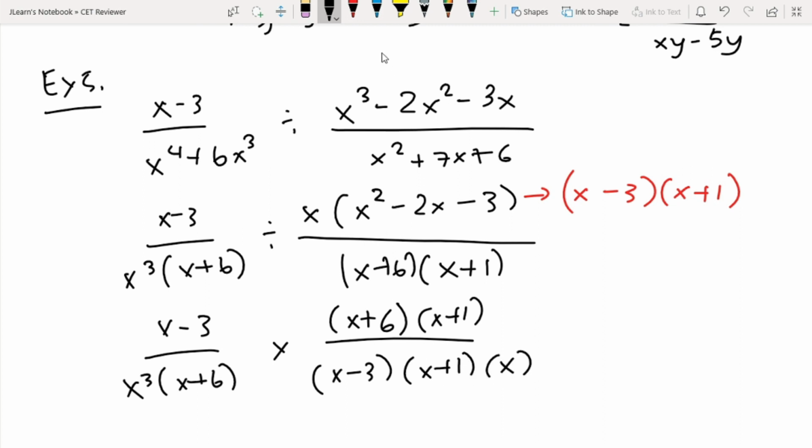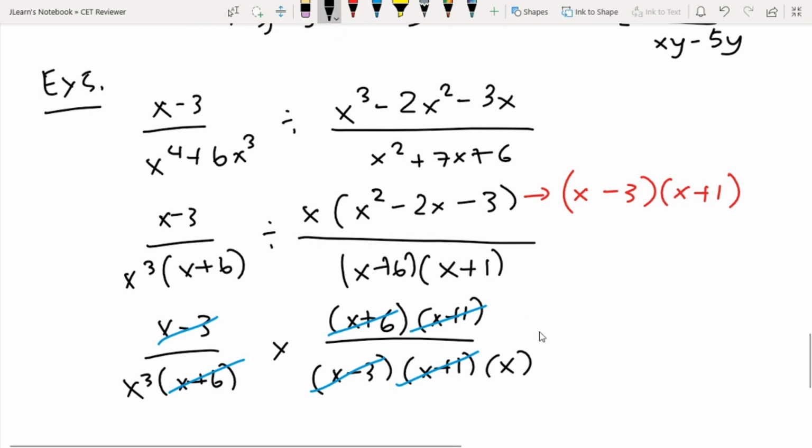Again, now we cancel terms. So, ano pa natin i-cancel? We have x minus 3 sa denominator, x minus 3 sa numerator. We have x plus 6 sa numerator and x plus 6 sa denominator. We also have x plus 1s. And I think yun na lang, no?